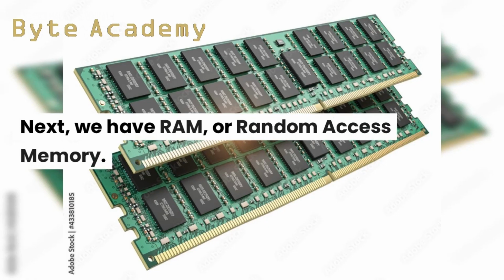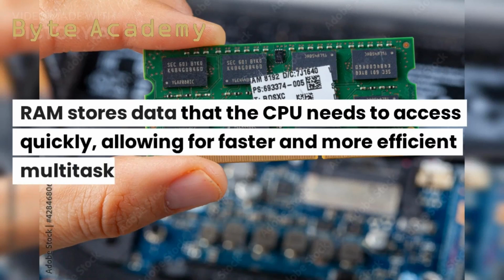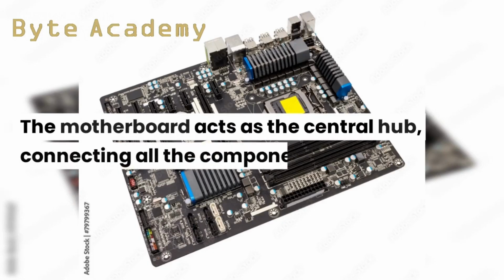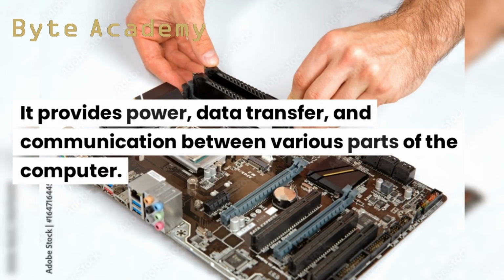Next, we have RAM, or Random Access Memory. RAM stores data that the CPU needs to access quickly, allowing for faster and more efficient multitasking. The motherboard acts as the central hub, connecting all the components together. It provides power, data transfer, and communication between various parts of the computer.